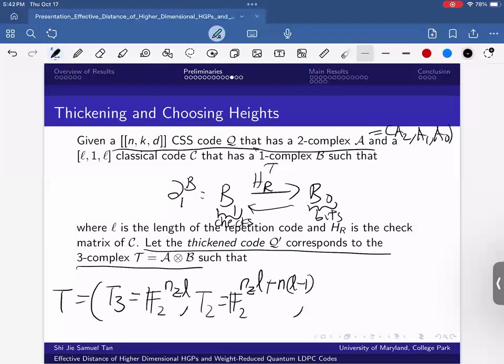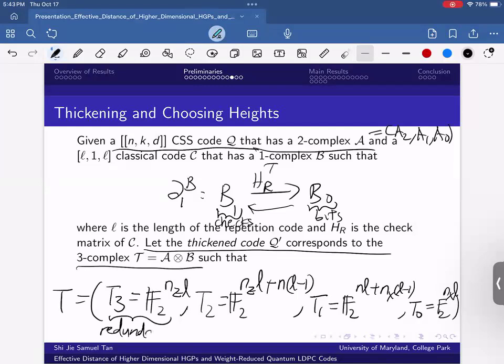This is why when Sasha brought up the overhead, we say that now we have more stabilizers, and we also have more qubits than before, because we have now NL plus NX, L minus 1. Then T0, our X stabilizers, also increases. I want to say that this thing itself is sort of redundant, because as mentioned before, a CSS code only needs a 2 complex to be well defined in that sense. And then this is Z, this is qubits, this is X stabilizer generators.